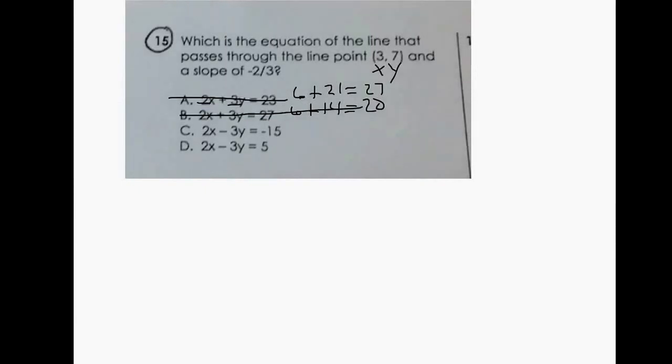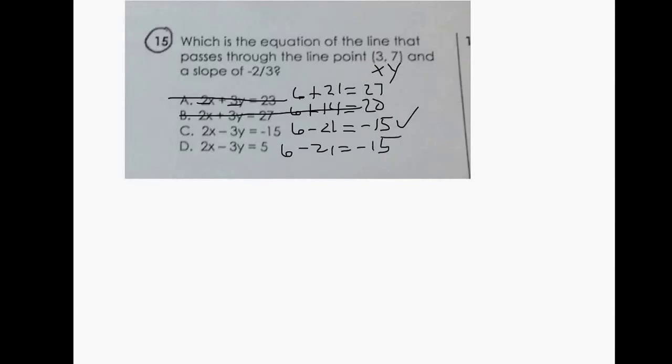Okay, I plug it in here. 3 times 2 is 6. Negative 3 times 7 is negative 21. And 6 minus 21 is equal to negative 15, so that looks like that might be it. Here, it's going to be 6 minus 21 again, which is negative 15, so that one is not right.